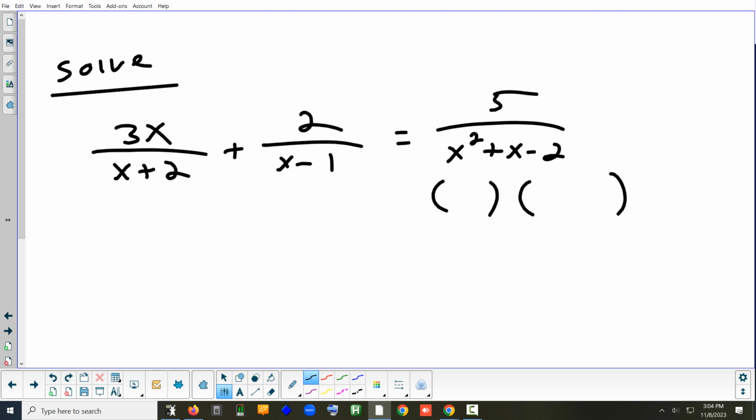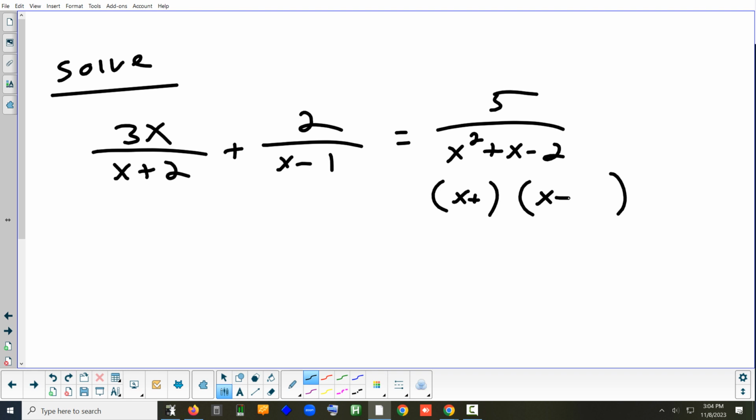So let's factor it. We need an x and an x. We have a positive in the middle and a negative at the end. What does that mean my signs would have to be? Yeah, you'd have to have a plus and a minus. And two numbers that multiply to give me 2, well, it's got to be a 1 and a 2.